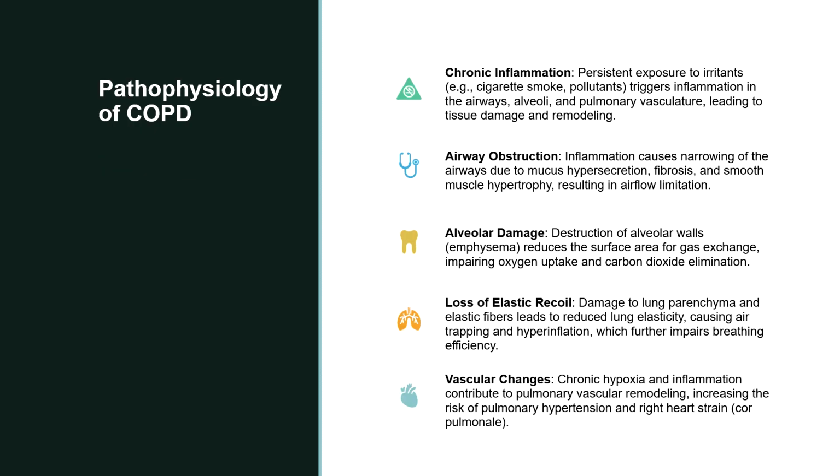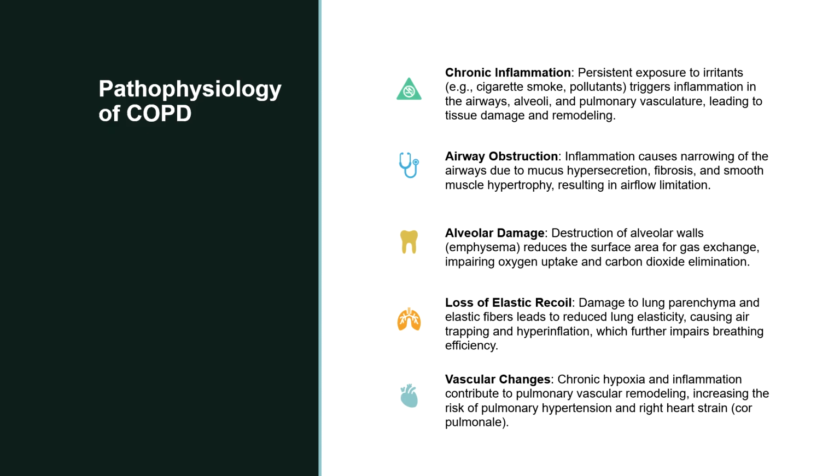Let's cover some of the pathophysiology of COPD. I'm not going to go into a lot of detail with this, but I'll go into enough for you to understand it. So the hallmark sign of COPD is chronic inflammation. Long-term exposure to irritants like cigarette smoke and environmental pollutants can lead to inflammation in the airways, alveoli, and blood vessels in the lung. This results in tissue damage and structural changes.